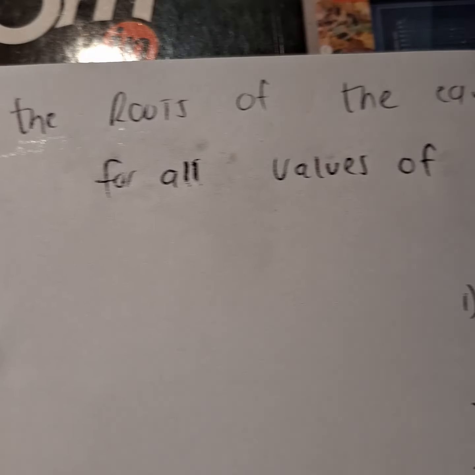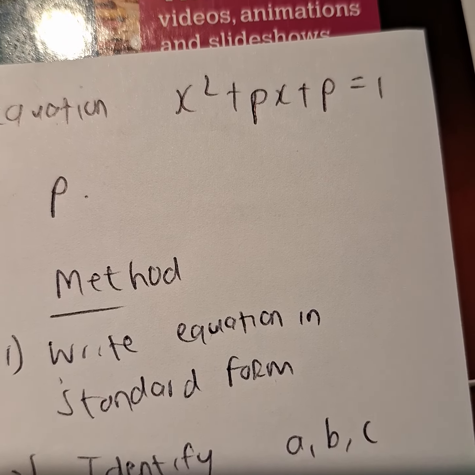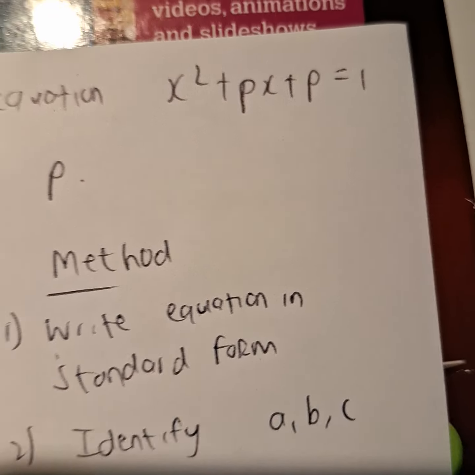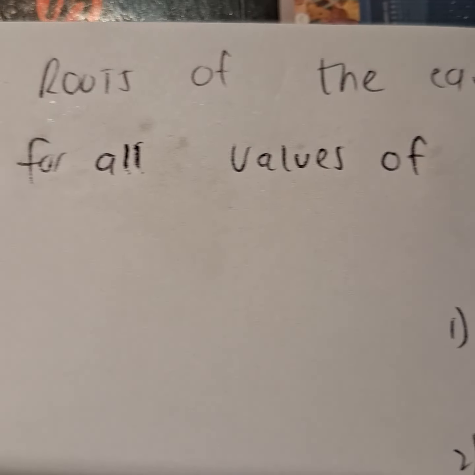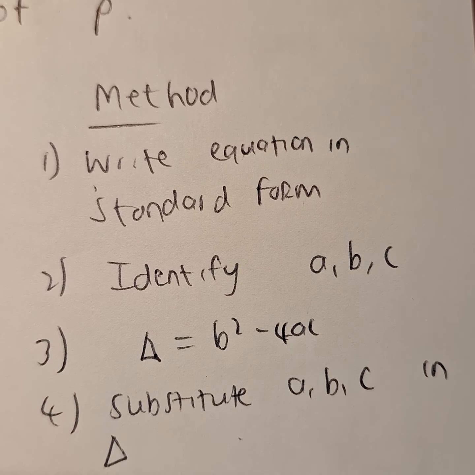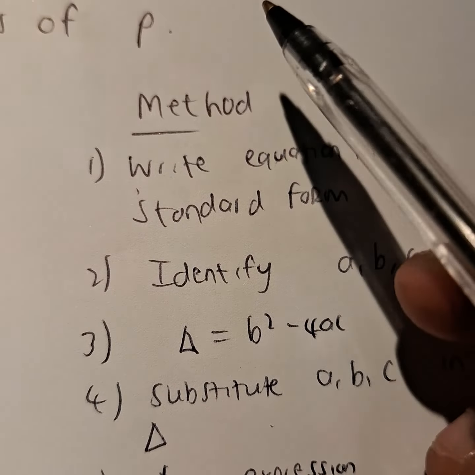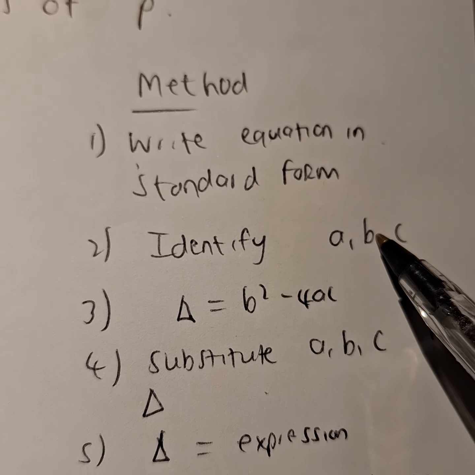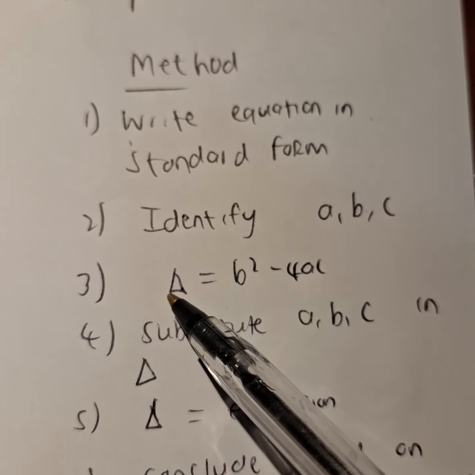Alright, show that the roots of the equation x squared plus px plus p is equal to 1 are rational for all values of p. This is the nature of roots question. It's a show that or prove that question, and the method is we need to write the equation in standard form first, identify a, b, and c from the standard form.